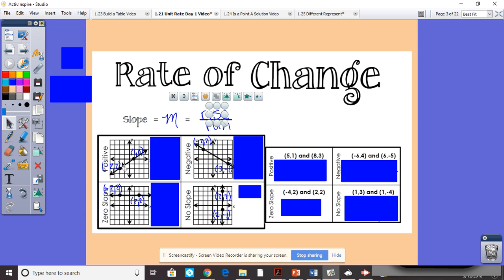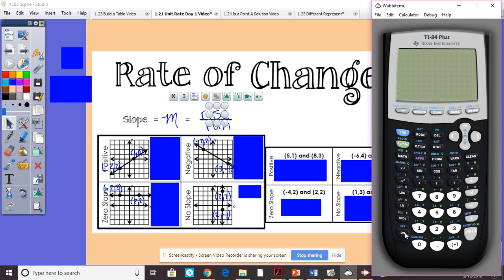To find the slope of a line, you need to find two nice points. When you do that, you can use your calculator. If you remember, we can go into Stat and into our list, and we enter our x's in list 1 and our y's in list 2. On this graph, my x's are -2 and +1, and my y's are -2 and 0.